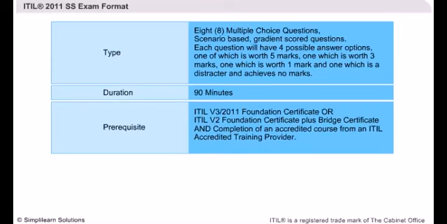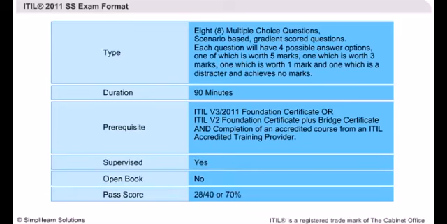As a prerequisite, you need to have an ITIL 2011 Foundation Certificate or ITIL V4 Foundation Certificate plus Bridge Certificate and completion of an accredited course from an ITIL accredited training provider. It is a supervised exam and closed book. You need to acquire a minimum pass score of 28 right answers out of 40 questions or score 70% in the exam. The next slide talks about the exam tips.